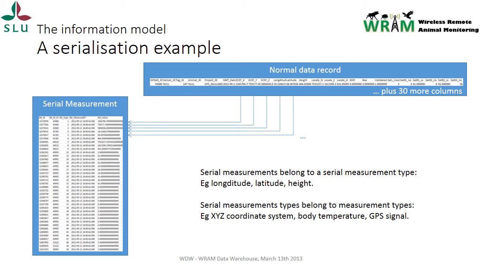To put this into context, we can take a very real example. WRAM 1 has currently about 20 million GPS records. That's 20 million rows in a 35-column table. In the WRAM 2 serialized table, that would be 700 million rows. Serialization does have a small effect on performance, but this is offset by optimized indexing and by SQL Server 12's support for row-based partitioning, which we use to provide each serial measurement type with its own partition.